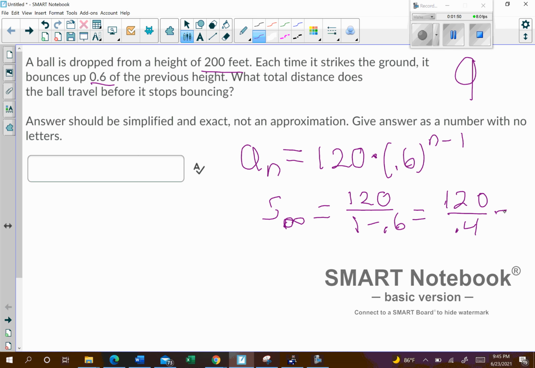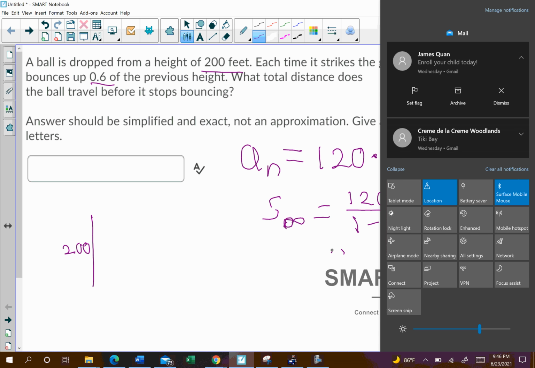Now, that's not actually our answer here. This one's kind of a tricky question because it asks us what's the total distance the ball travels. And so what happens here is we're going to drop it 200 feet. And so that's a distance it traveled. And so we actually need to include that as part of our answer. So we're going to have to add on 200.